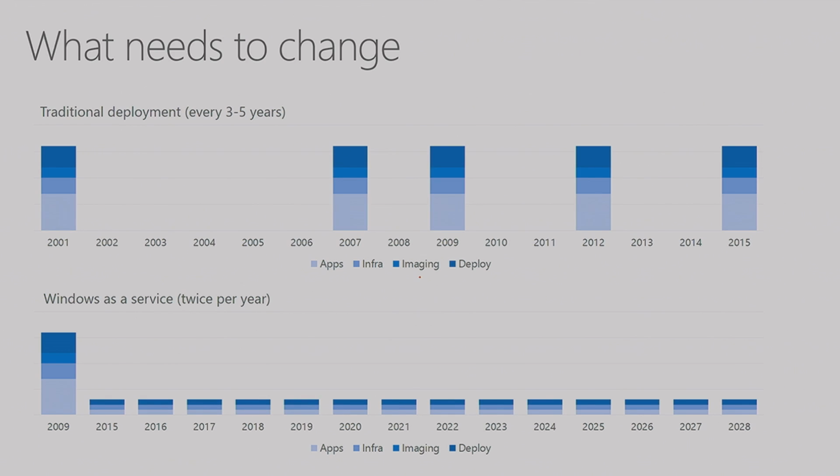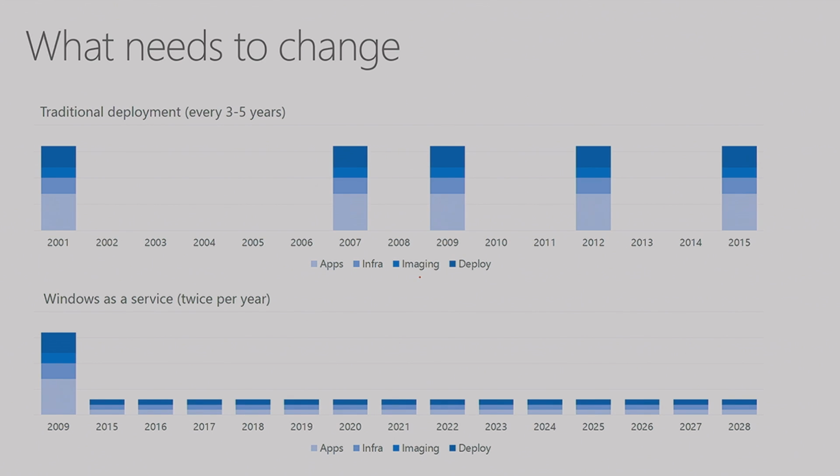Most organizations went through deployment projects every 3 to 5 years, and these would be big projects. Lots of staff, lots of people pulled away from their day-to-day jobs inside of IT and forced to focus on validating all the applications, updating infrastructure, building a deployment process, building new images. 4 basic components for all of these deployment projects. Big work every 3 to 5 years.